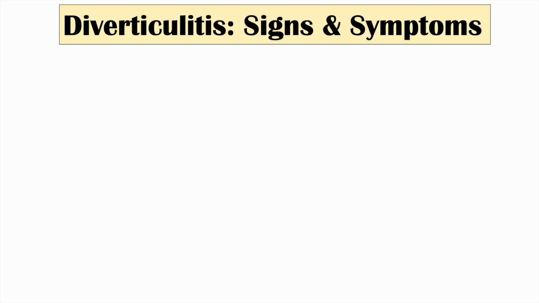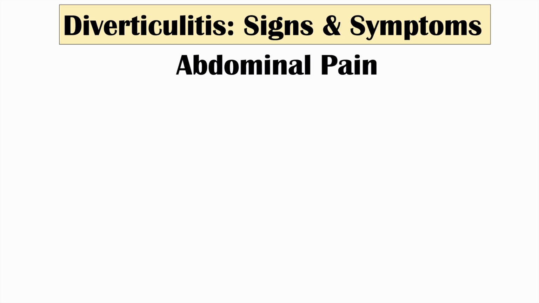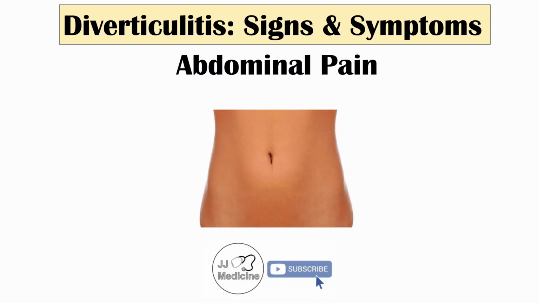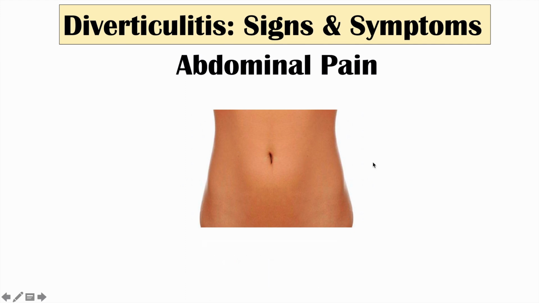So let's talk about signs and symptoms of diverticulitis. The first one is abdominal pain. This is the most important, most common symptom in diverticulitis. So I want to briefly talk about where we have pain in diverticulitis. If we look straight on to someone's abdomen, this would be the right side of the patient, this would be the left side of the patient. We actually have to break down the abdomen into quadrants. That can help us when determining the location of the abdominal pain.